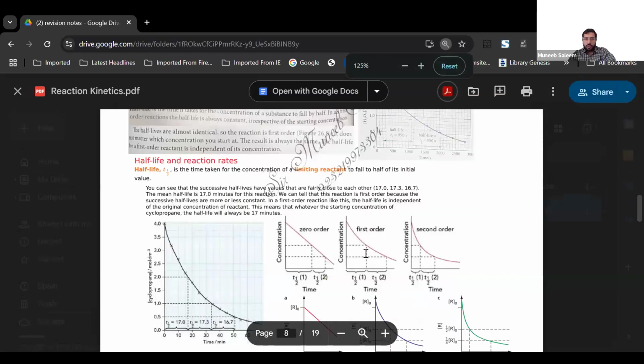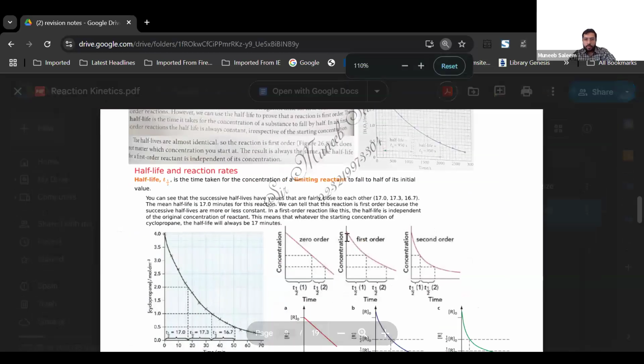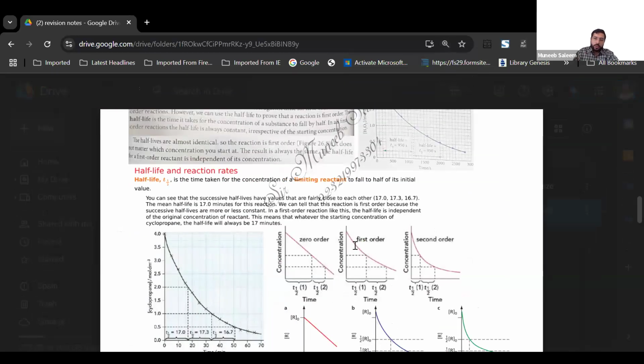All right, so if you remember from the literature, it is first order if the half-life of the concentration versus time gives you equal values.